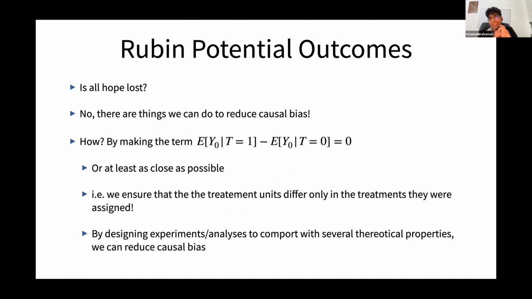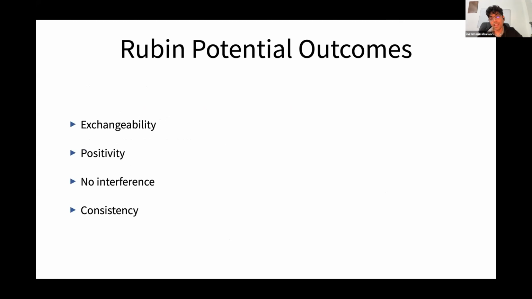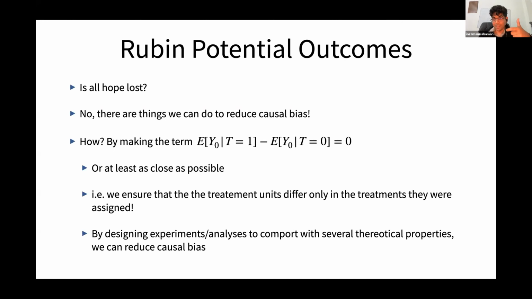So the idea then is, is there a way that we can get this term to zero? And if we can't get to zero, can we at least get it as close to zero as possible? Can we ensure that treatment units differ only in the treatments they are assigned? This is where RCTs come in, because RCTs in an ideal world are a way to actually get rid of this causal bias. But as we know, these are not always possible. So there are actually four criteria you need, and if you have these four criteria, you can make this zero, or get it close to zero.